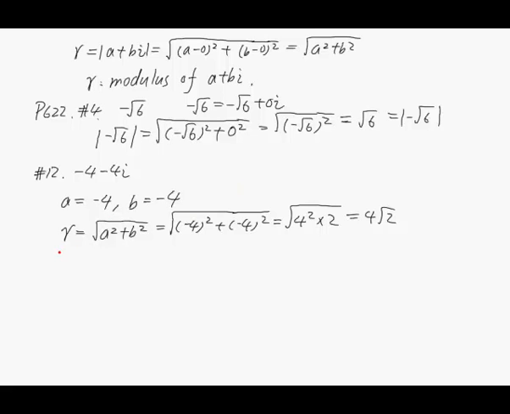Now let's do a short review about the basic operations on complex numbers. It's quite easy to add or subtract two complex numbers. So you have a plus bi plus c plus di. To add the two complex numbers, you just need to add the real parts and the imaginary parts. So you have a plus c, plus b plus d times i, right?